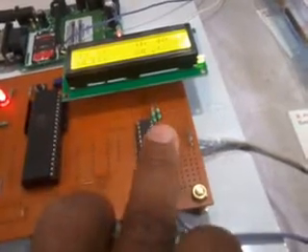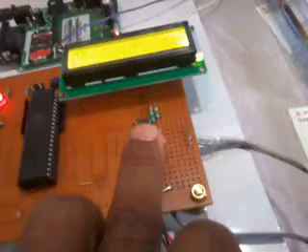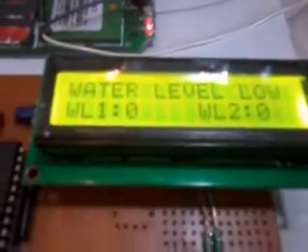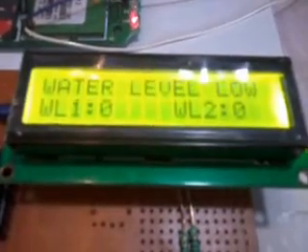The microcontroller will receive the data from the sensor channels, analyze it, and display it onto the LCD. T for temperature, H for humidity, WL1 for water level 1, and WL2 for water level 2.